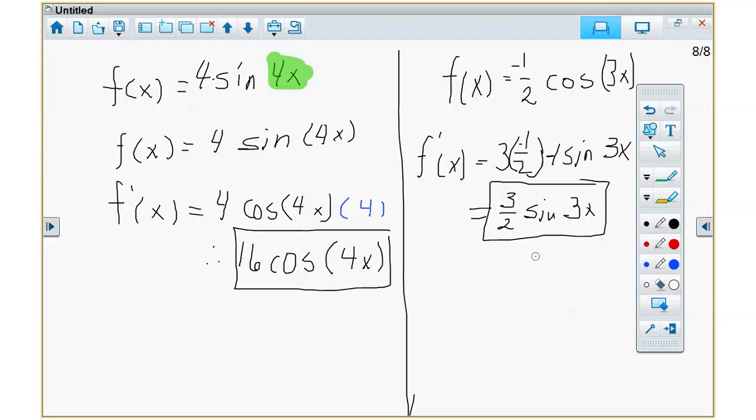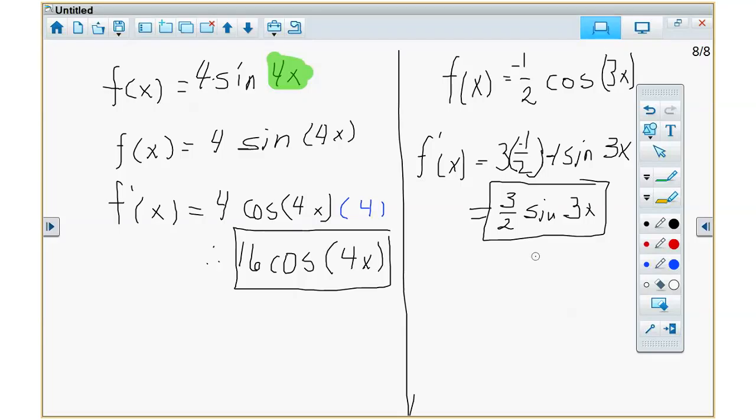So there's not a lot of algebra involved with the sines and the cosines. Is that just a rule? That's the chain rule. You just got to know what's inside. The secret to the chain rule is knowing what's inside. If you know what's inside, and you can take the derivative of what's inside.